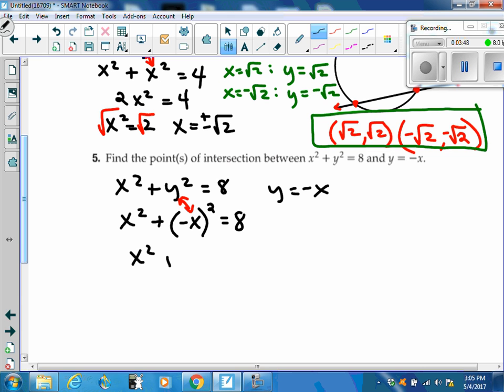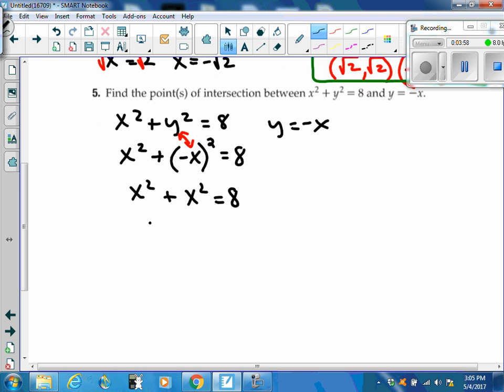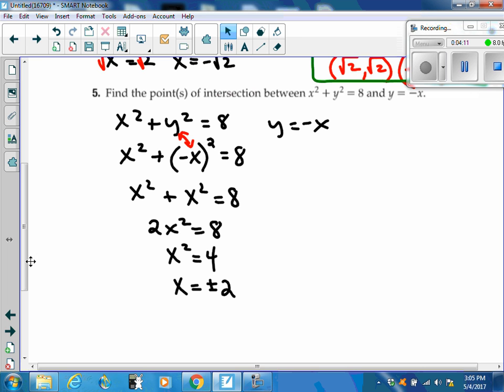I still have x squared here, and negative x squared, that's negative x times negative x. Well, that is also x squared. These two negatives make a positive. Combine your like terms. That's 2x squared equals 8. Divide by 2. x squared equals 4. And when you take the square root, this time x is going to be plus or minus 2. So I know that those are going to be in my ordered pair. One's going to be a 2, and one's going to be a negative 2.